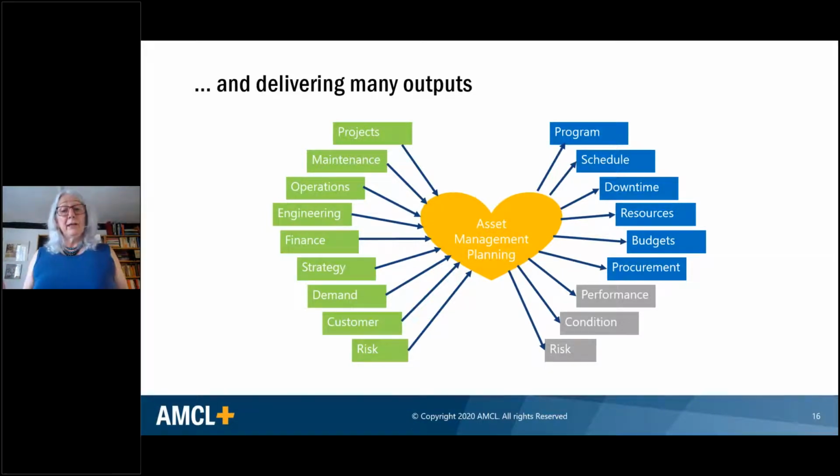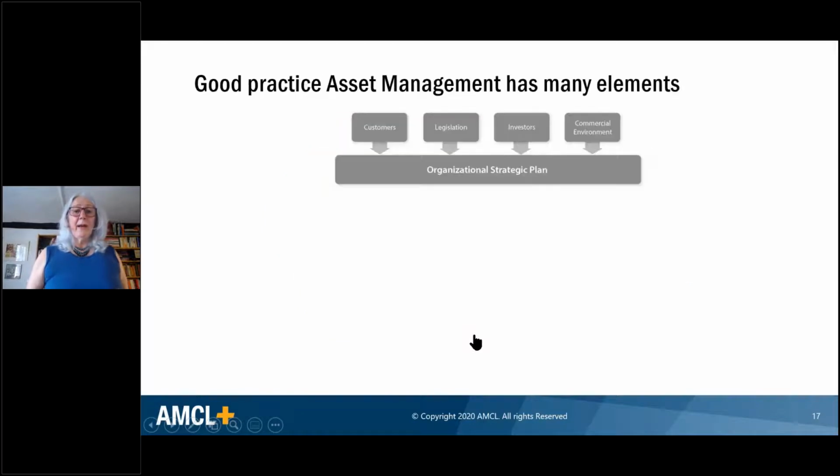So sooner or later, we have to relate the things we're going to do to assets with what they are going to deliver. And I think that's one of the nice challenges in asset management, to get that relationship between what we do and what it costs and what that delivers in terms of performance, condition and risk. Okay, so that's the heart, cheesy, I know.